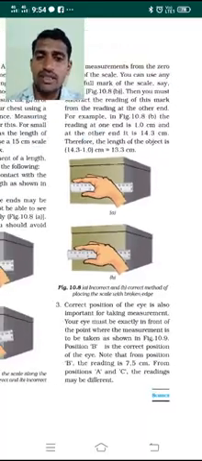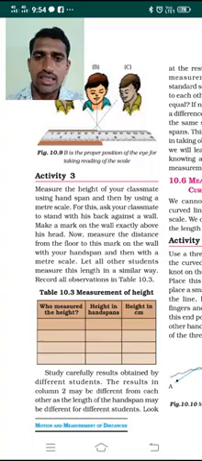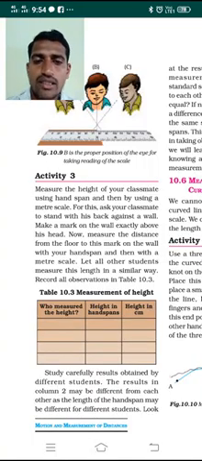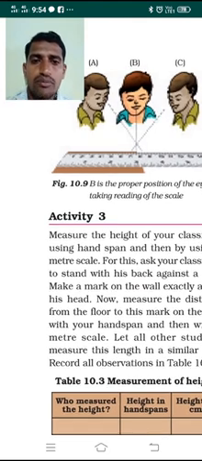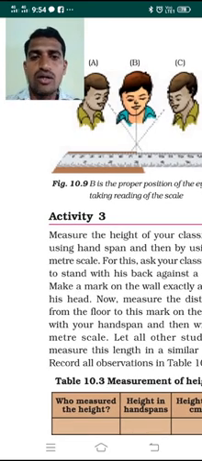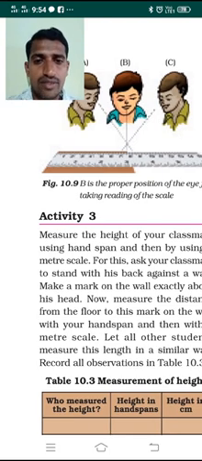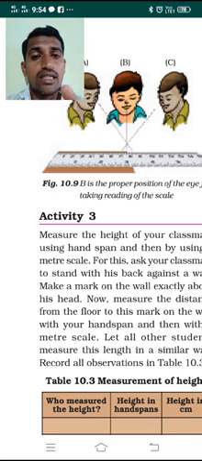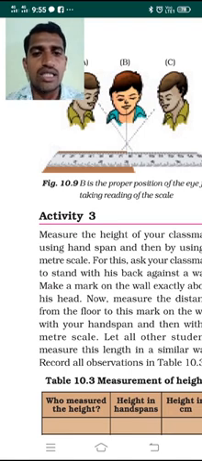Let me explain with an example. Look at it here. Position A, position B, position C. Three people are looking at that. No, one person only; the position of the eye is different. See, figure 10.9 is showing some length. At position B, the person who is looking straight in front will get the exact point, 3.8 centimeter. He will get the exact length.